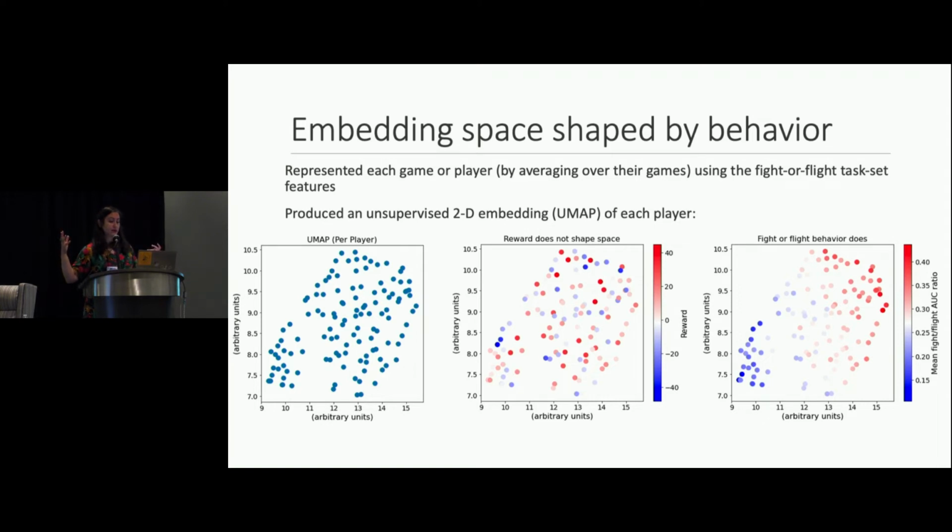Beautifully, what it turns out is that reward is not enough to make any clusters in the task set and explain variance in human behavior in playing the games. However, if you look at this broad concept of are you most likely to run away, and when things are afforded simultaneously, do you fight or do you run?